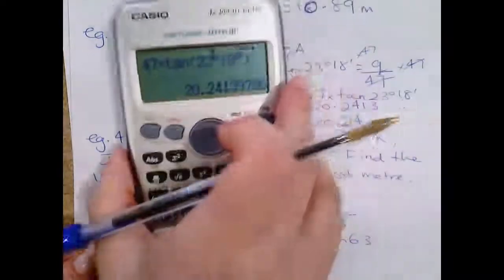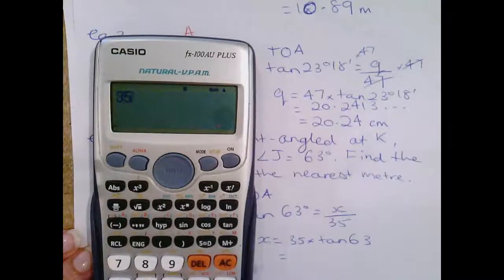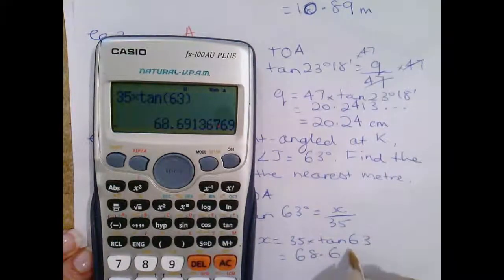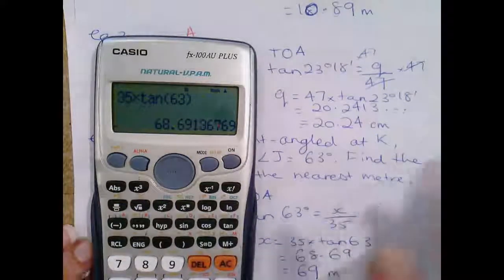Okay, getting out the calculator. 35 times tan 63. And to the nearest meter, so we'll write out what it is first on the calculator, then rounding that to the nearest meter, that's going to round up to 69 meters. Okay.